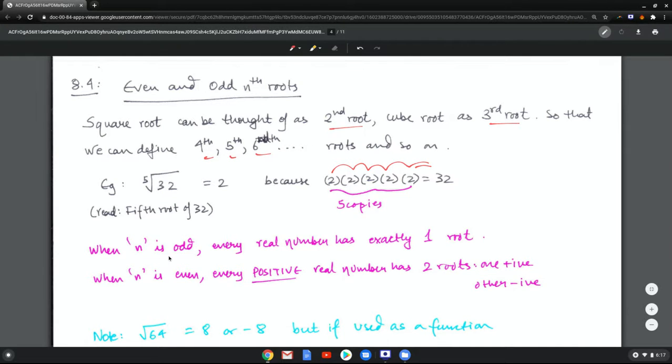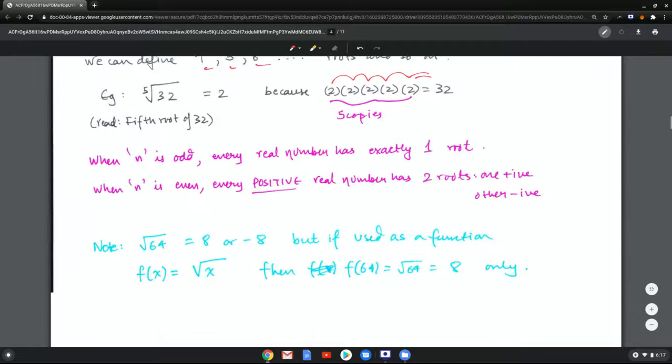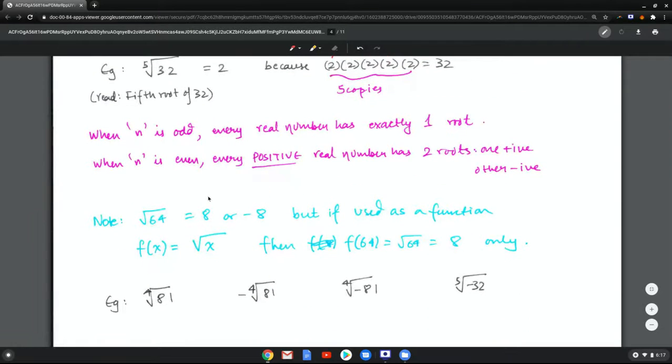When n is odd, n being which root you're taking, the real number has exactly one root. If n is even, every positive real number has two roots, one positive and one negative. So, for example, you already know the square root of 64 is 8 or negative 8, but if used as a function, if f of x equals root x, then it's only 8.